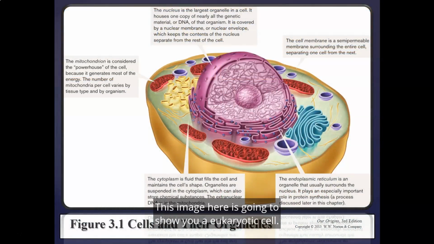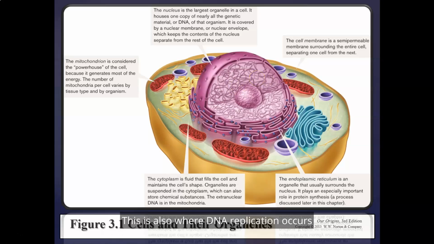This image here is going to show you a eukaryotic cell. The organelles that are going to be important to us: the nucleus, the purple structure in the middle, is going to contain all of the nuclear DNA. Nuclear DNA will coil around proteins called histones to make visible chromosomes. So nuclear DNA is contained within the nucleus. This is also where DNA replication occurs in the first stage of protein synthesis.